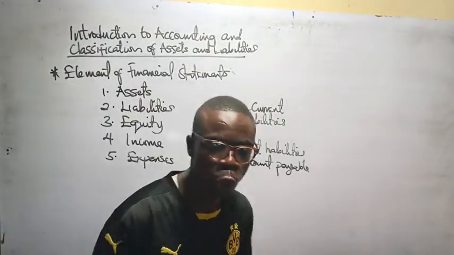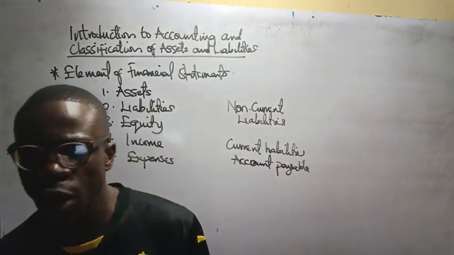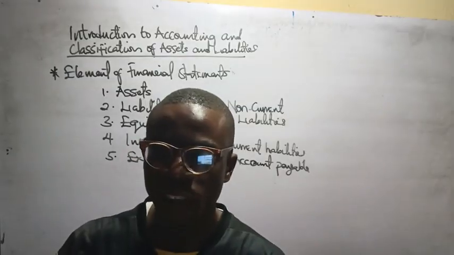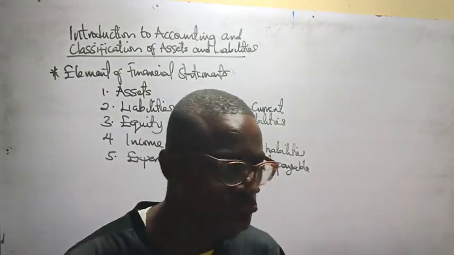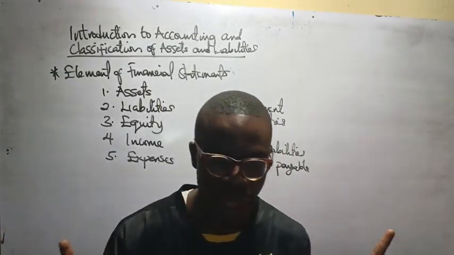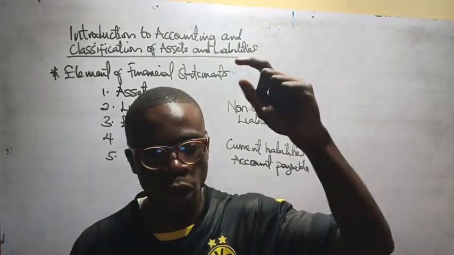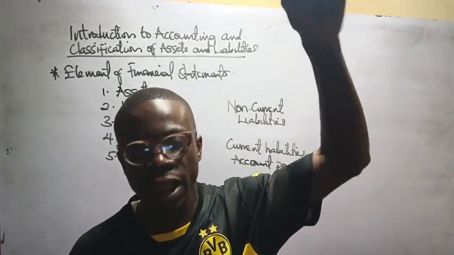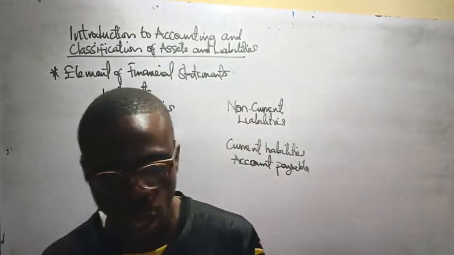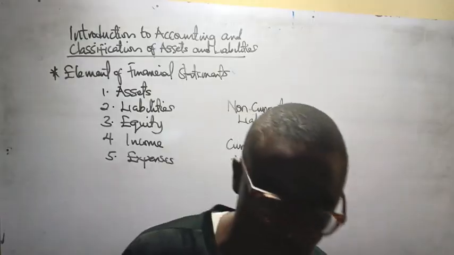So we have short-term debt. Short-term debts are those loans or borrowings that you have obtained that will be settled within a year. Let's say you collected a loan and that loan will be settled within a year. It is called short-term loan. It is not long-term. Long-term is under non-current liability, but short-term loan debt is under current liability.